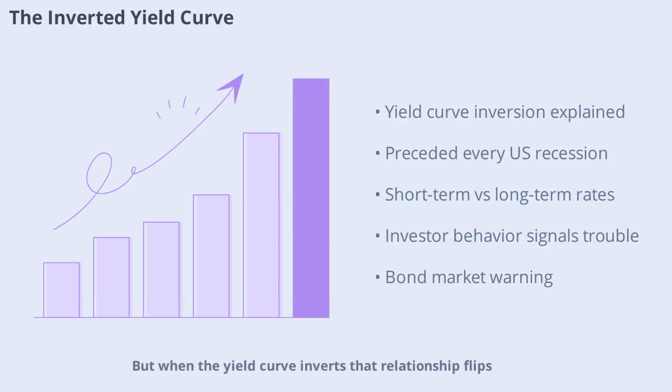But when the yield curve inverts, that relationship flips. 2-year government bonds yield more than 10-year bonds. This happens when investors are so worried about the near-term future that they rush into long-term bonds, driving their yields down below short-term ones. It's essentially the bond market saying, things are going to get bad soon and rates will have to come down.